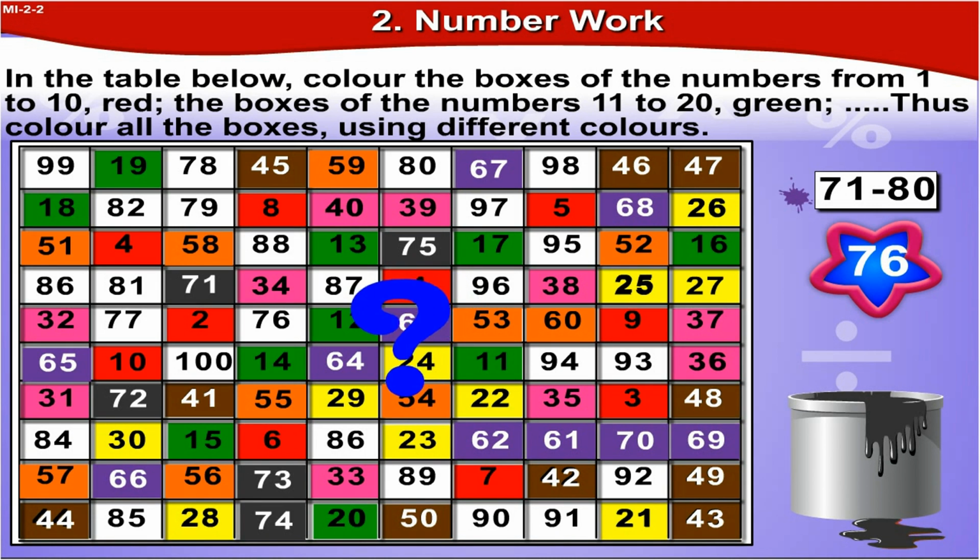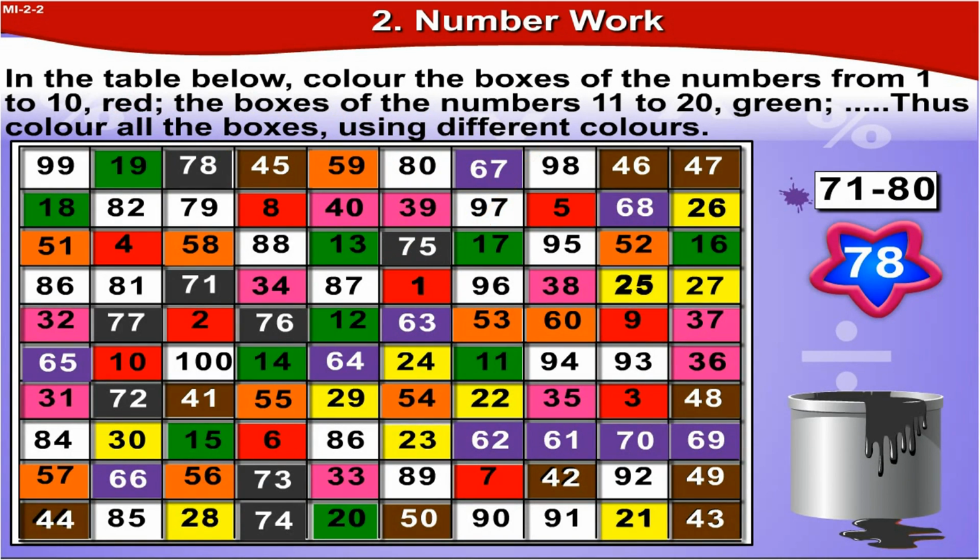Let us add gray color to the box containing number 76. Let us find number 77 and color it gray. Now look for number 78 and color the box containing number 78 in gray. Look up for number 79 and color the box gray. Now look for number 80 and color the box containing number 80 in gray color.